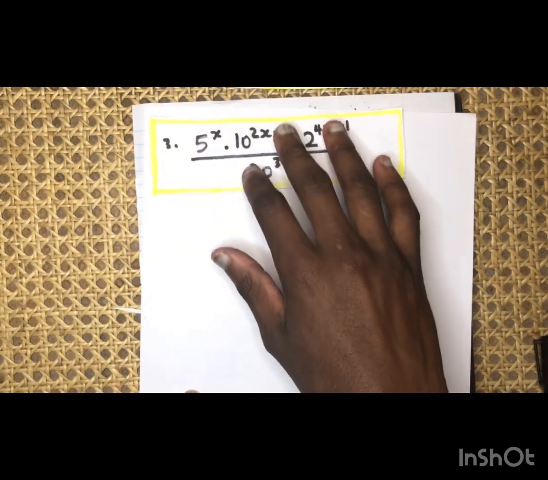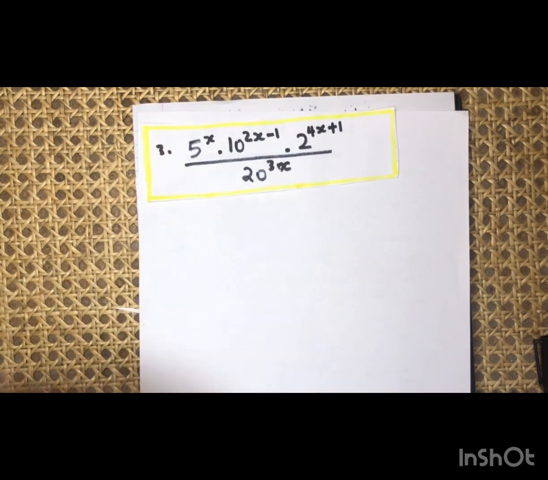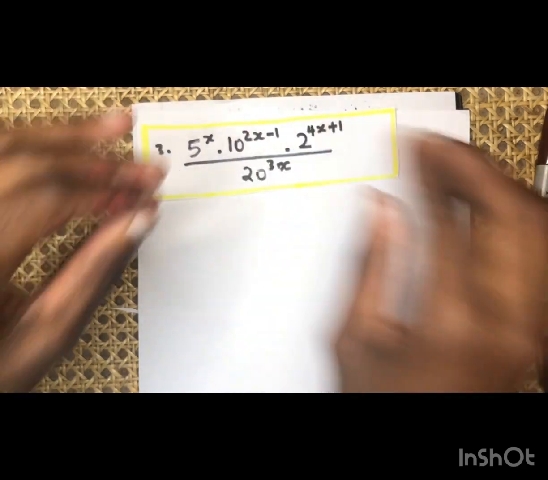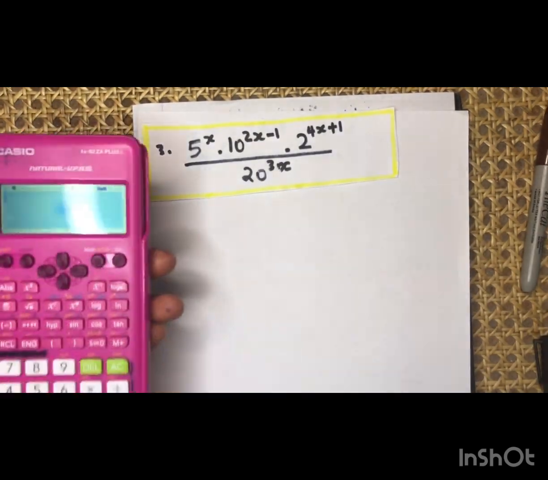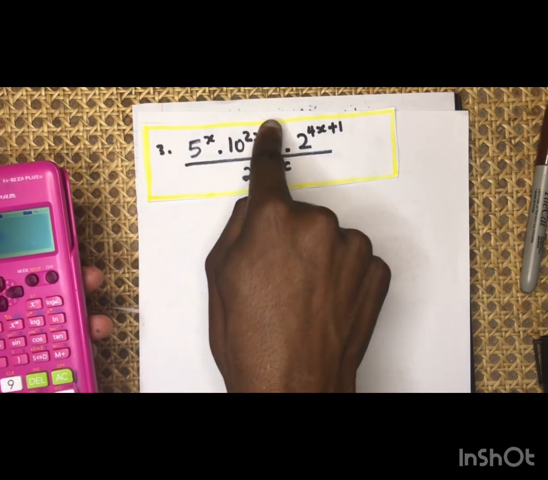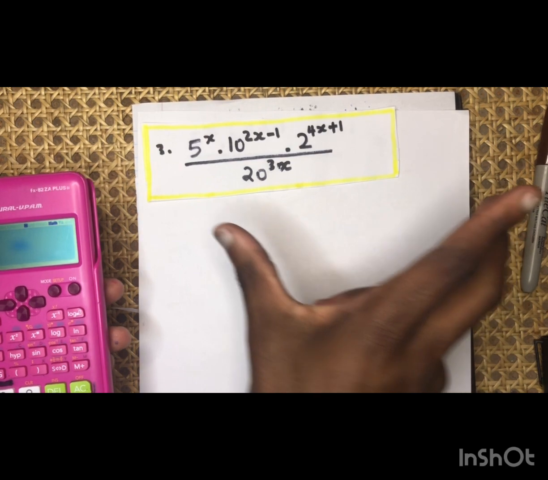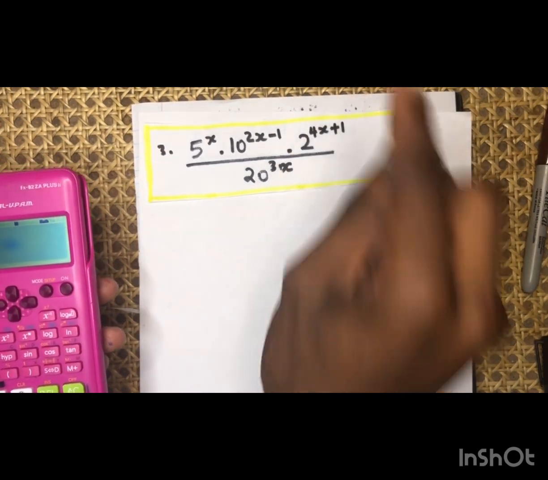So we have these guys. They say simplify again without using the calculator. Remember, guys, I will emphasize again, you can check the answer that you want here. I'm going to do it one for the last time. I have 5 to the power x times 10 to the power 2x minus 1 times 2 to the power 4x plus 1 all over 20 to the power 3x.